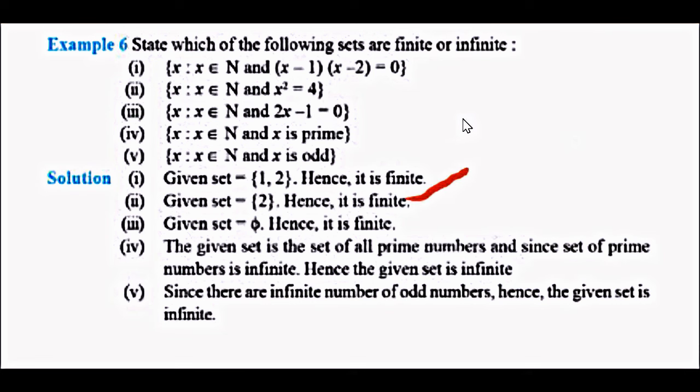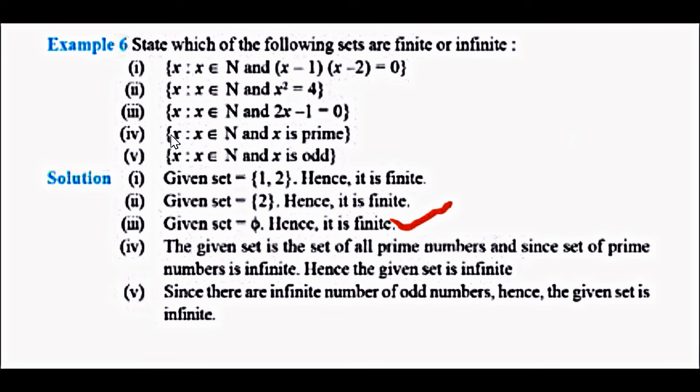2x minus 1 equal to 0. x will be equal to half. But x should belong to the natural numbers, and half, that is 0.5, is not a natural number. Hence, this third one will be empty, but still it is finite. Please understand, it is empty, but still it is finite.